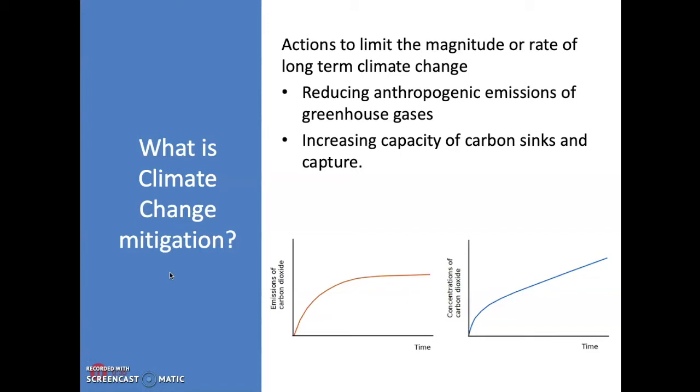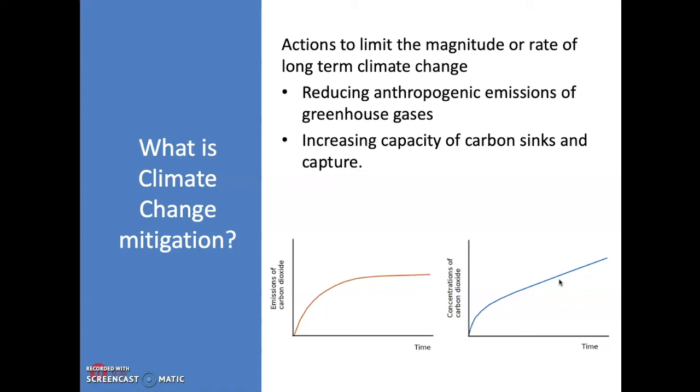So climate change mitigation is actions to limit the magnitude or rate of long-term climate change. So reducing anthropogenic emissions of greenhouse gases and increasing capacity of carbon sinks and capture. So those are the 2 ways, right? You can reduce the emissions coming out from industry and so on, or you can increase the capacity of carbon sinks and capture to take those emissions out of the atmosphere as well.